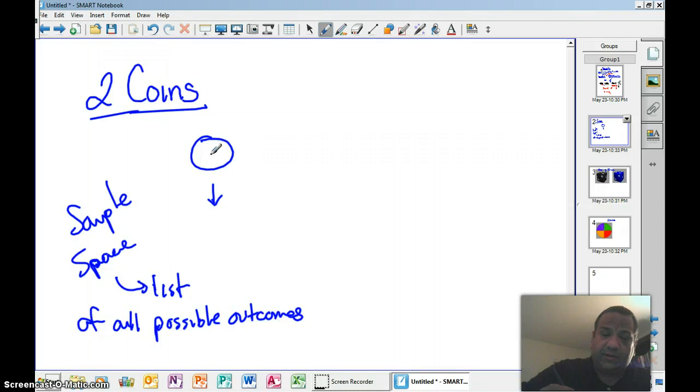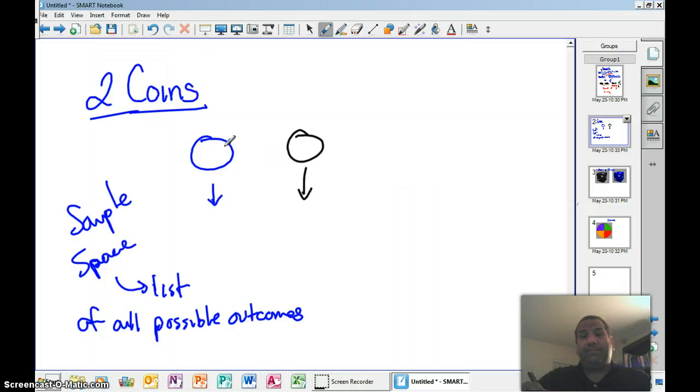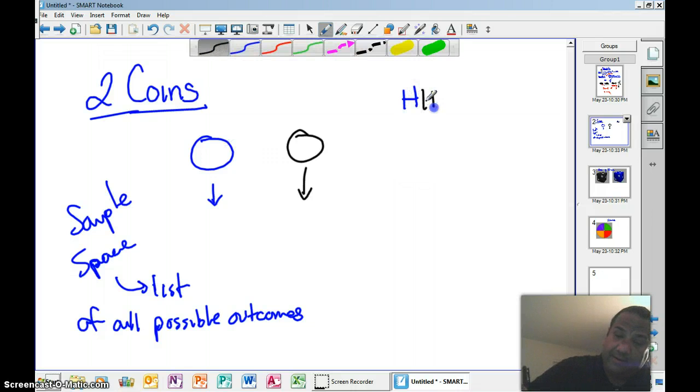So if I'm going to call this coin 1, and then I'm going to call this coin 2, what can actually happen here? Coin 1 could land up on heads. Coin 2 can land up on heads. Then what else can happen? Coin 1 can land on heads. Coin 2 can land on tails. And this is a sample space. We are building a sample space.